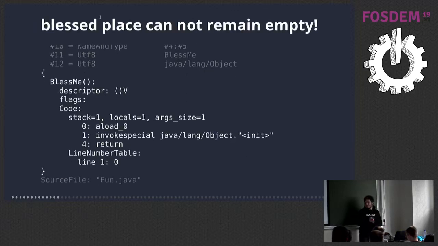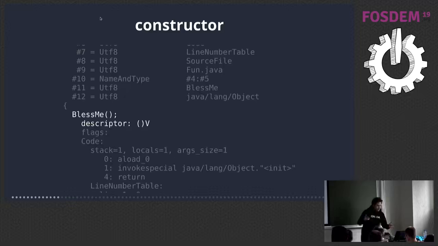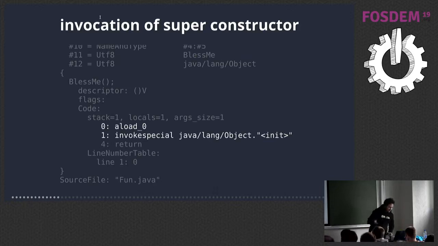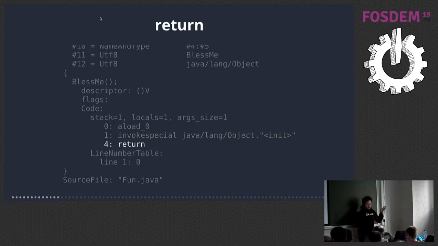And here we see the actual content of the class. And, well, Bless Me cannot remain empty. There is indeed a default constructor in Java. We all know that it exists. Here it is. What's inside this constructor? It's also not empty. It contains an invocation of a super constructor. To construct any object in Java, we need to call the constructor of its parent. The parent of every class is java.lang.Object, so here we call the constructor of java.lang.Object. And nothing in Java can fall through the method, so we need to return from the method. Here's a return.